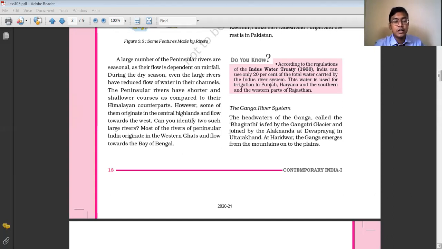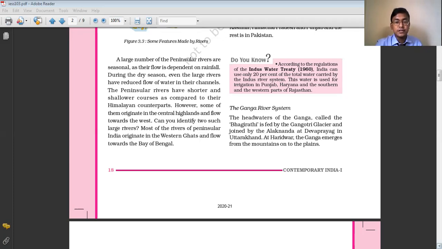After flowing through the hill ranges in the state of Uttarakhand, the Ganga river emerges out of the mountains and enters the plain areas at Haridwar. Haridwar is a famous religious place, a pilgrimage place. So at Haridwar, the river Ganga emerges from the mountains and enters the plain areas.